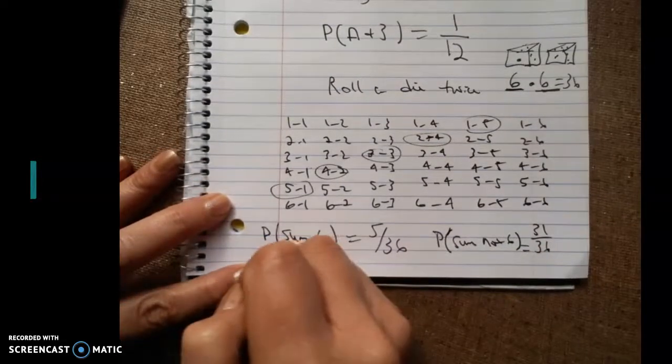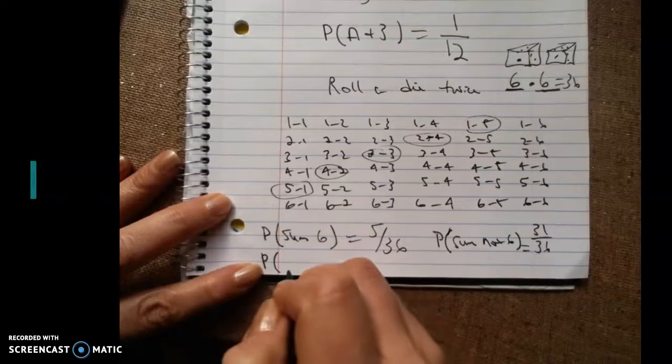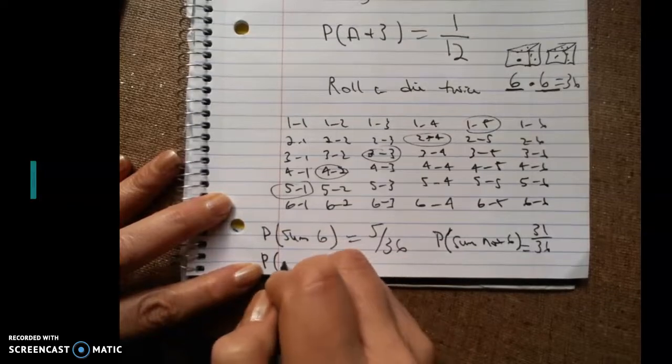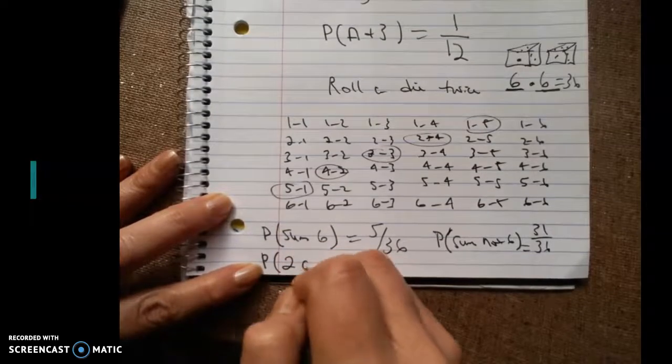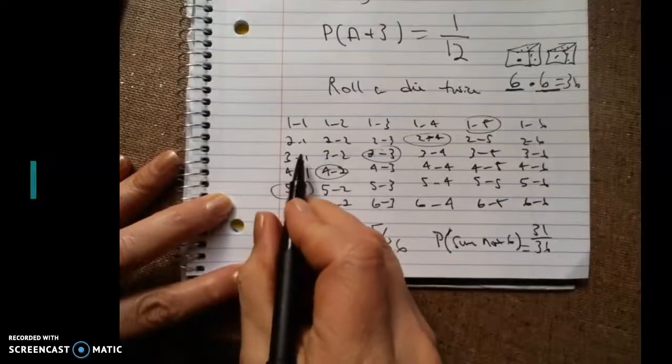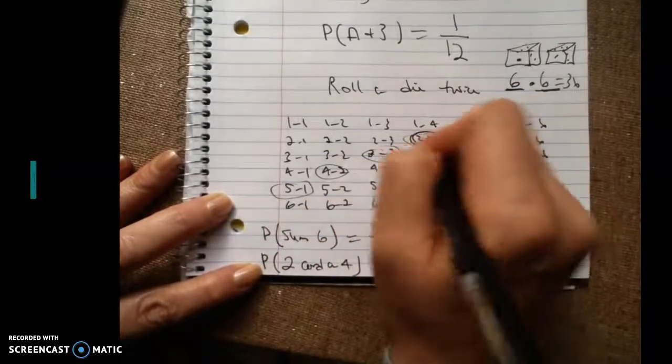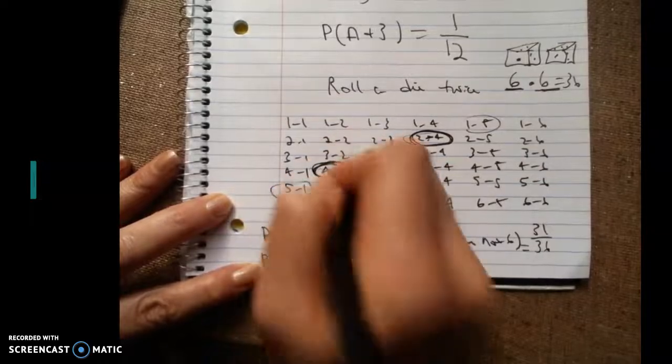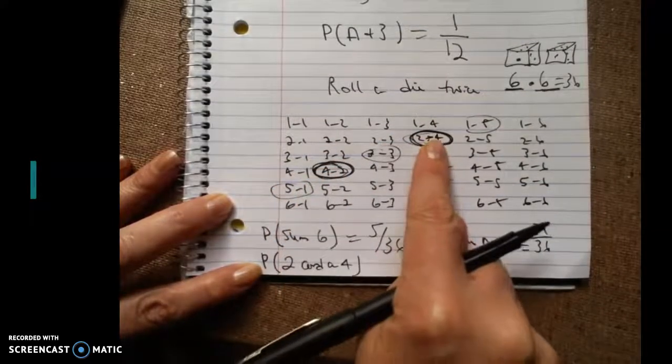Ors can be a little tricky, and is not so bad. Say, what's the probability that I roll a 2 and a 4? Now be careful. 2 and 4 happens here, but 2 and 4 also happens here, because I'm rolling a 4 and a 2 here and here.